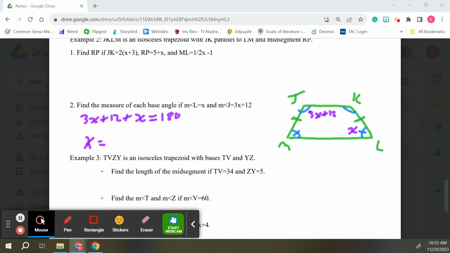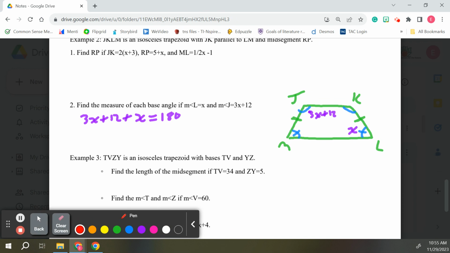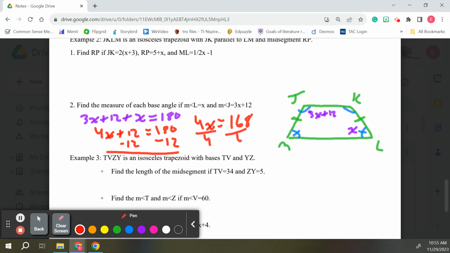Let's go over it real quick, just to be safe. Okay, so in this case, let me erase this part. If we combine like terms, we're going to have 4x plus 12 equals 180. We subtract the 12 from each side. That leaves me with 4x equals 168. And I divide both sides by 4, leaving me with x equals 42.